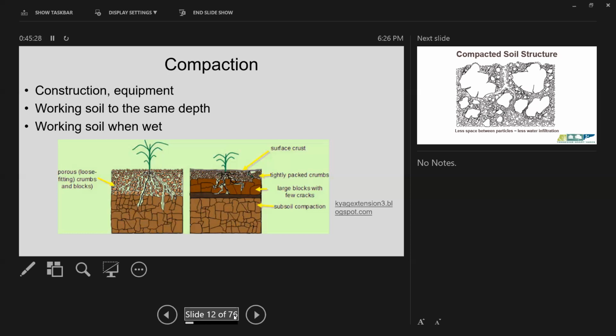So when it rains, it's going to get down through this top part here, and then it may flood, because it's not draining down through the subsoil. So by over-tilling, overworking the soil, you're creating that subsoil compaction area.